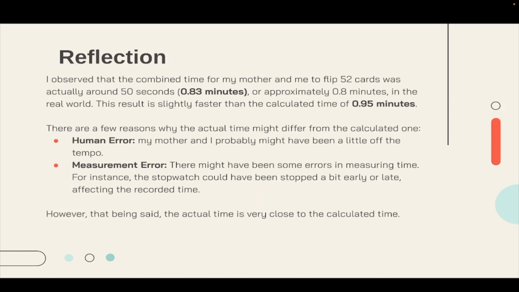There are a few reasons why this actual time might be a bit different from the calculated one. This might be a result of human error. My mother and I might have been a little off the tempo, or there might be a measurement error. There might have been some error in measuring time. For instance, the stopwatch could have been stopped a bit early or late, affecting the recorded time. However, that being said, the actual time is very close to the calculated time, and that's what we want.